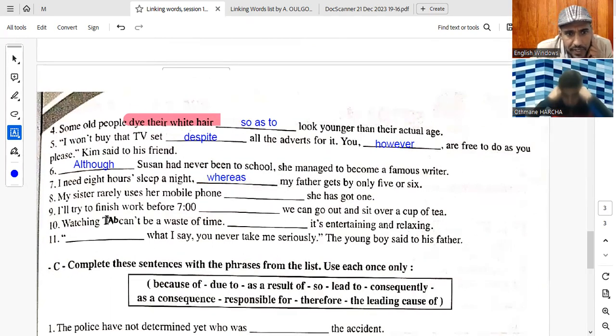Number 8. My sister rarely uses her mobile phone. She has got one. My sister, أختي, right? Uses or has got a mobile phone, right? On the contrary, علاش on the contrary؟ لا. On the contrary كتجي في بداية الكلام ولا بعد النقطة وبعدها يكون فاصلة. أنا ما عندنا لا نقطة من قبل ولا فاصلة من بعد.